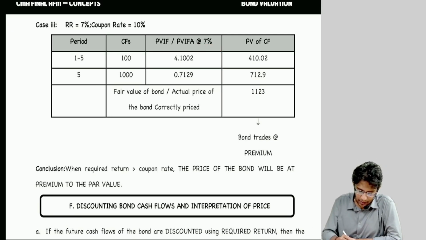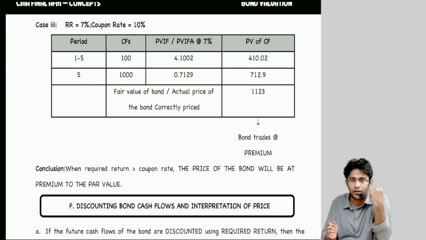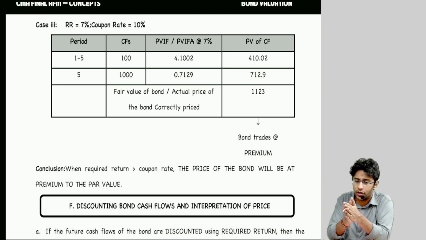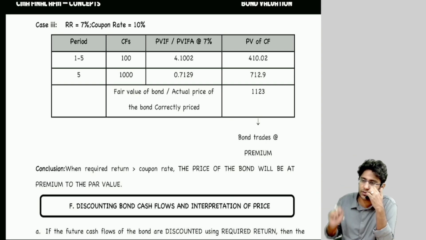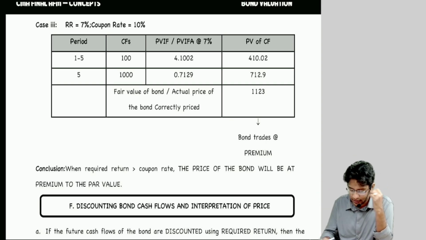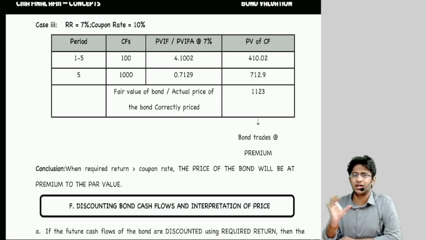Sir, the company is paying me 10%. No, sir. The company pays you 10%, but today you purchase the bond at 1123 and towards the end you will get back only 1000. There is a capital loss waiting for you. So 10% coupon, but there is a loss. Both put together, effectively your return is only 7%. You understand, sir? This is another observation.